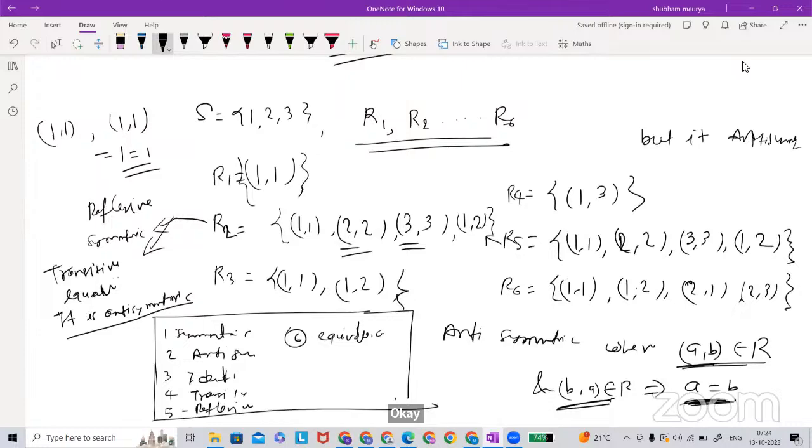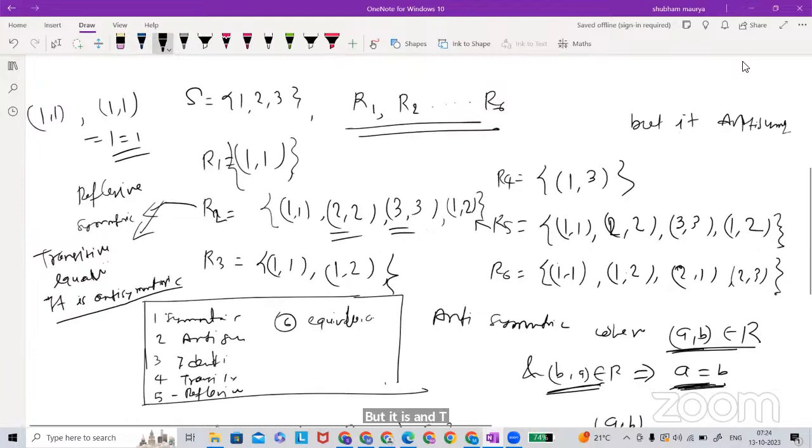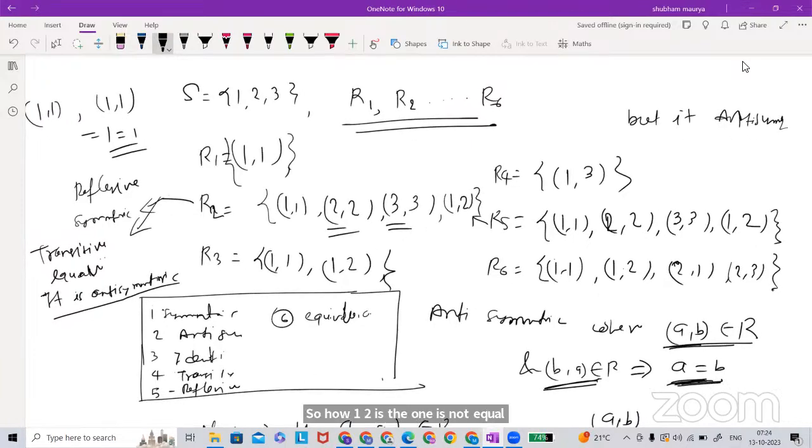How is it antisymmetric? 1 is not equal to 2. See, 1, 2 is there, but 2, 1 is not there. If 2, 1 were there, the condition says that 2 equals 1, but 2, 1 is not there, so we do not think about it. So this follows that it is antisymmetric, but not a symmetric relation.